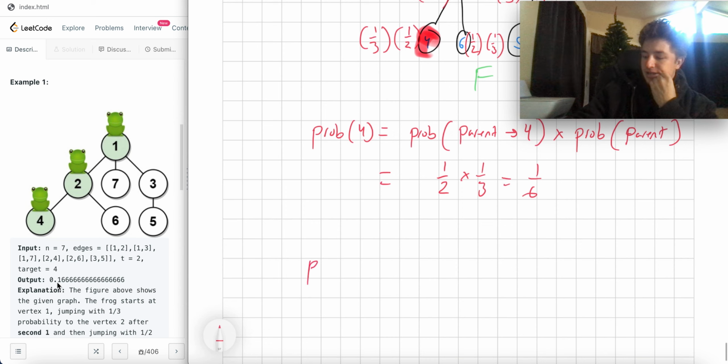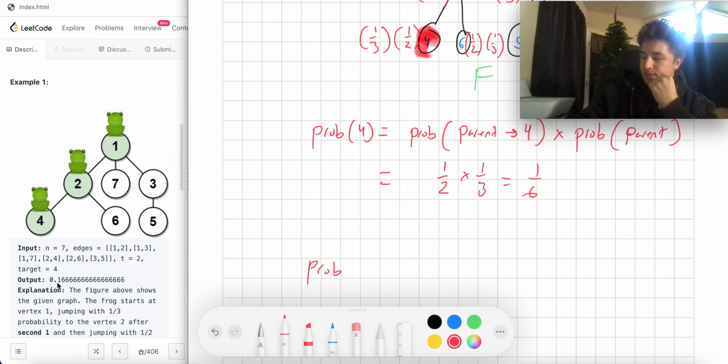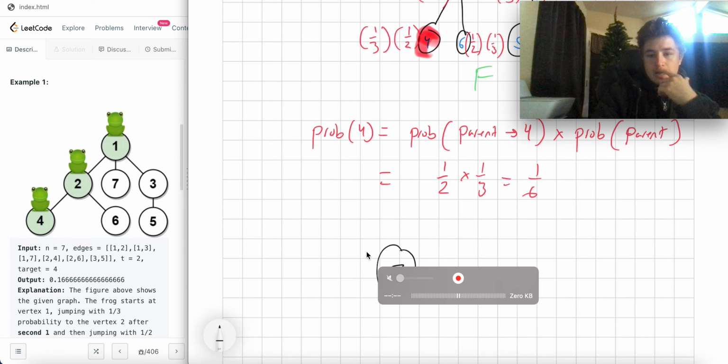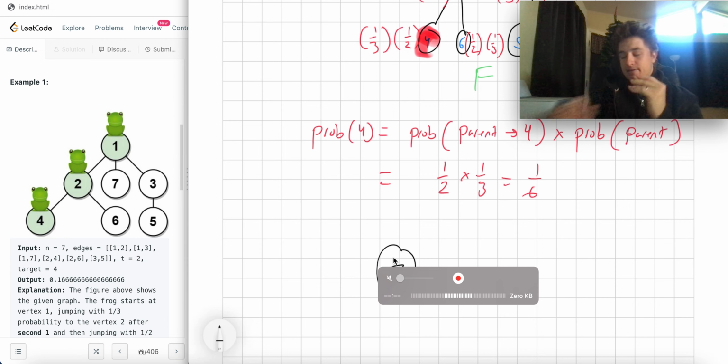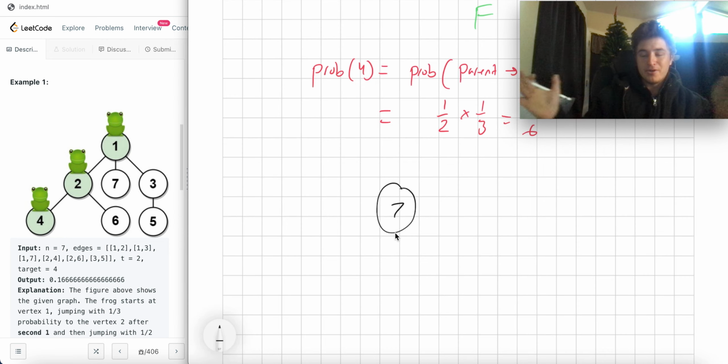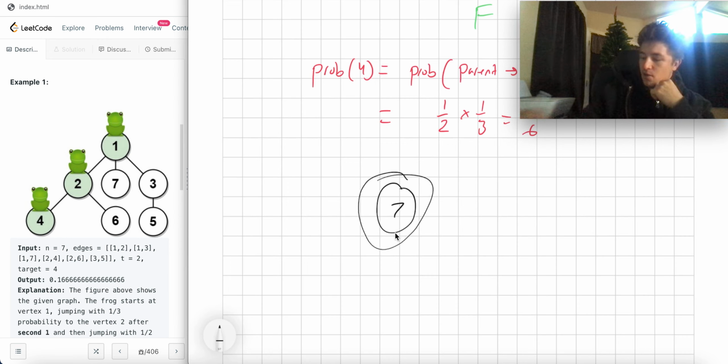What's the probability if we looked at a system like this? So imagine we just had one node like this, a 7. What's the probability that you'll end up at 7? It's 100%, right? The idea I'm trying to say here is, if you have no children, the probability that that happens is 100% because you have nowhere to go. Likewise, if you have just one child, the probability that you go to that child is 100%.